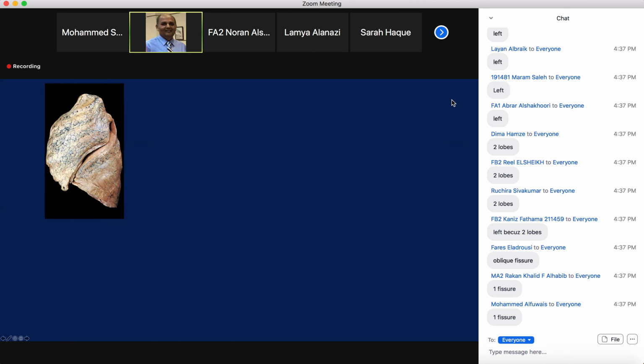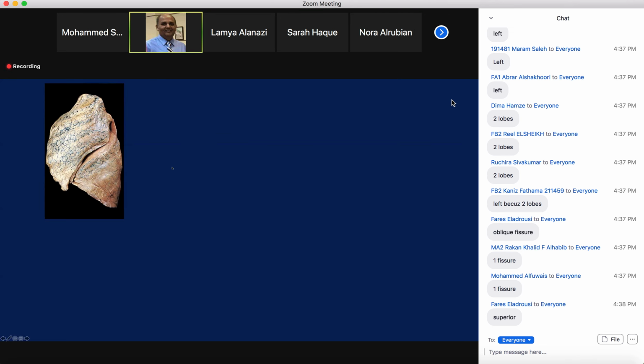Somebody was asking me a question. Here I can see very nicely where the lingula is located. In the lung, upper lobe or lower lobe? You can see that superior lobe. You can see that this is the lingula.